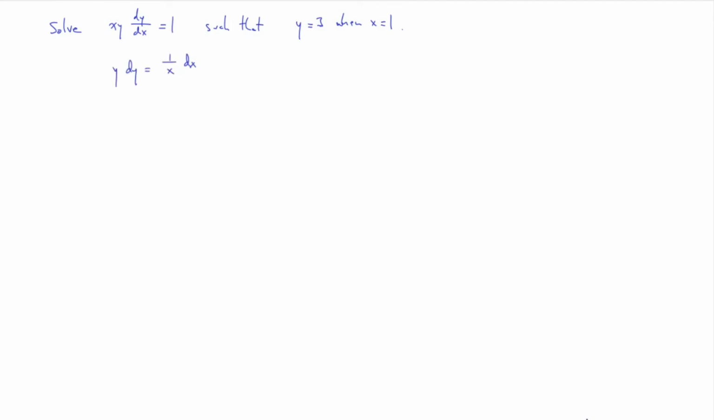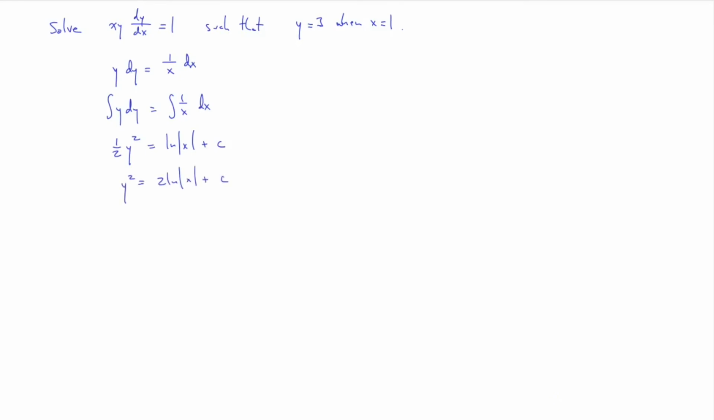The first step is to separate the variables, divide both sides by x, multiply both sides by dx to get y times dy is 1 over x dx. And then you can integrate both sides. The integral of y times dy is the integral of 1 over x dx. These are easy integrals. Don't forget your plus c.